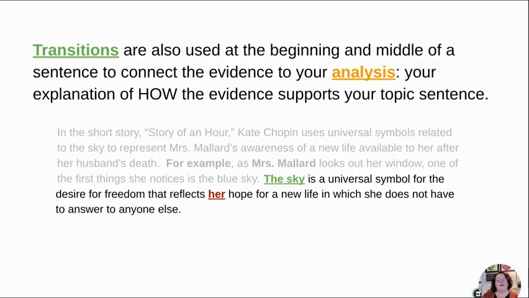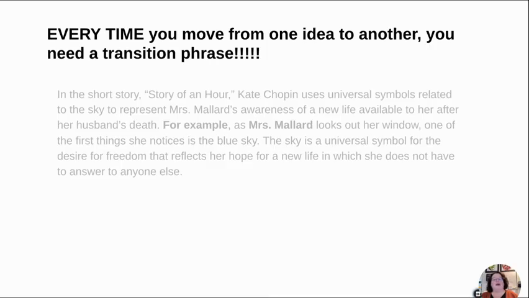Now, you may think, well, the sky isn't really a transition, but notice that it's repeating the two words directly before it. So we're connecting the previous sentence to the next sentence. So our ideas flow smoothly and we have connection. So every time you move from one idea to another, you need a transition phrase.